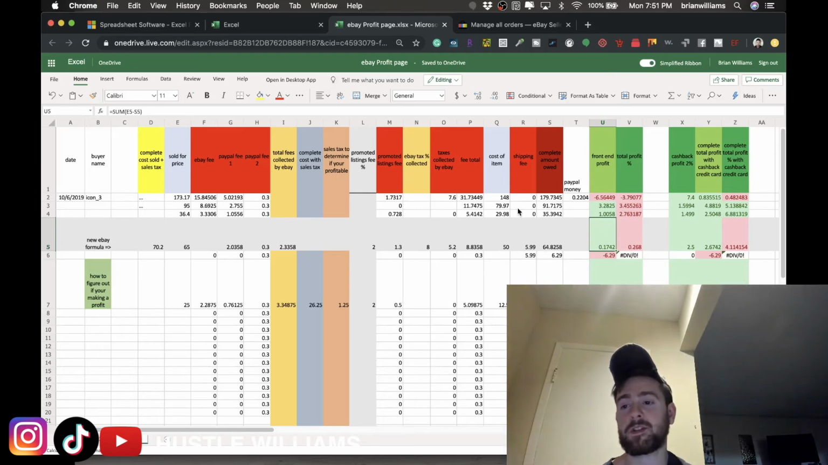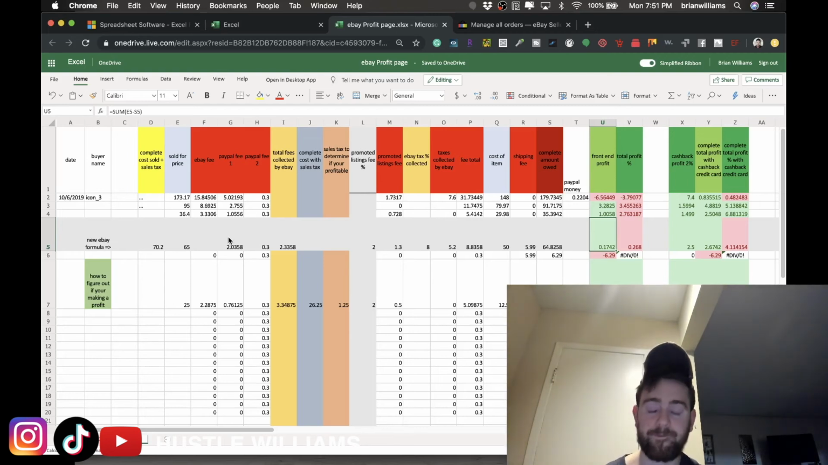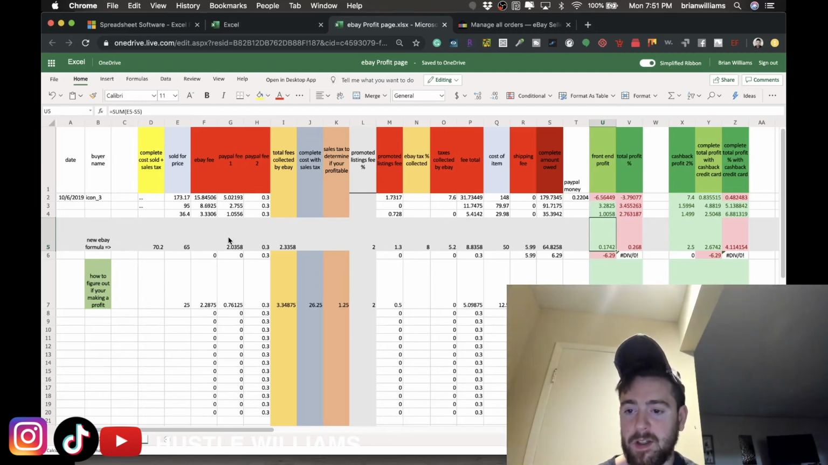So the two confusing pieces in this are going to be the complete cost sold plus sales tax. To get that number, you're going to have to break down the sales tax, and you can figure out how much eBay tax percentage collected per state, and then you can also figure out your PayPal fee, your second PayPal fees percentage that they're taking away now, because it actually is a few more cents if you break it down.